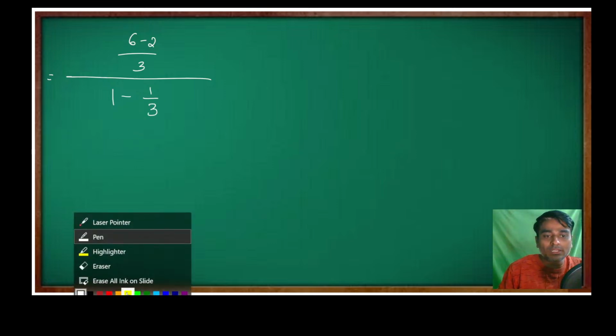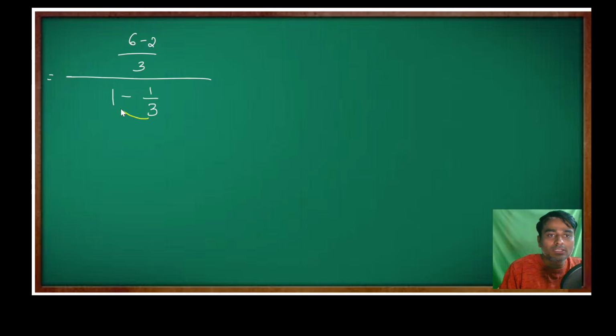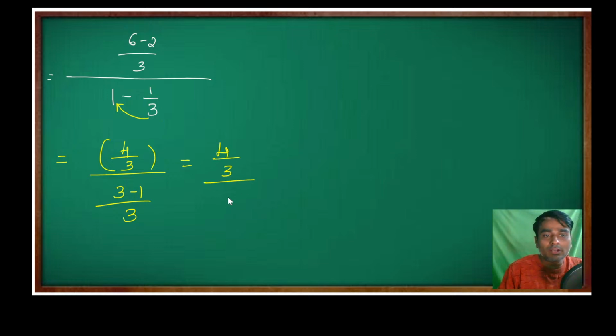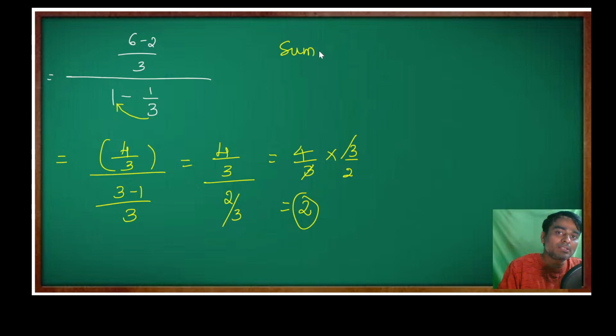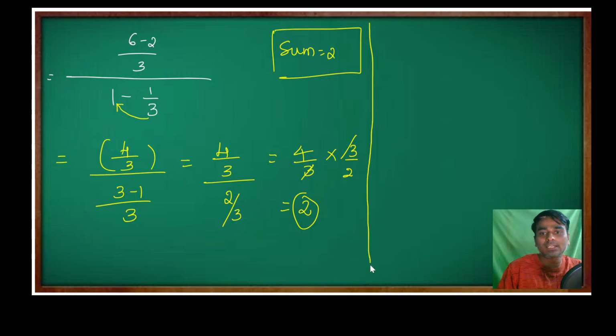I will cross multiply this. So I will get 4 by 3 up, and down I will get 3 minus 1 by 3, which will give me 4 by 3 whole divided by 2 by 3, which is also equal to 4 by 3 into 3 by 2. 3 will go and I'll get 2. So my sum is equal to 2. Is it clear till here?